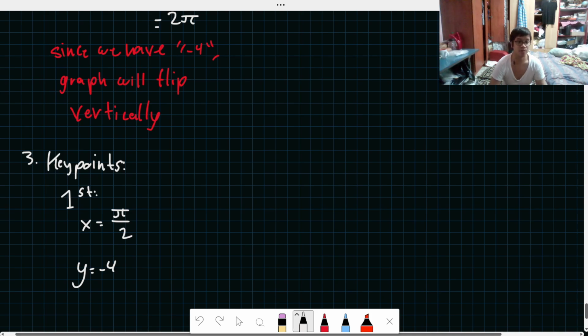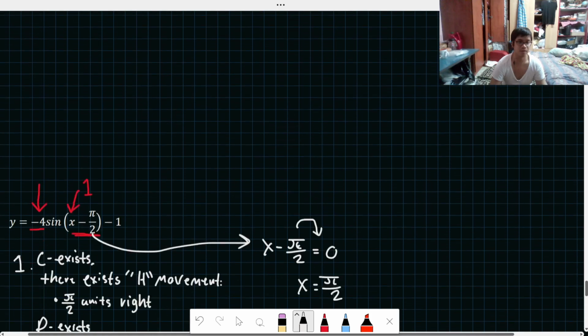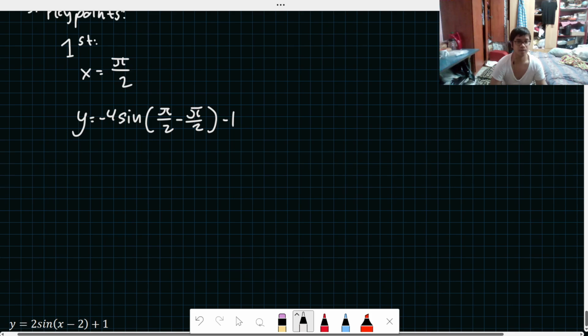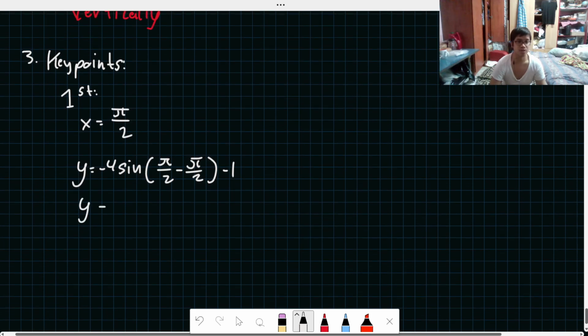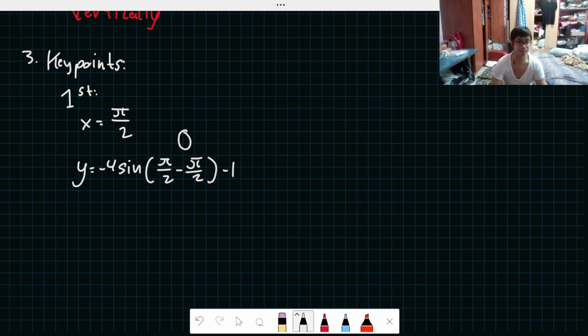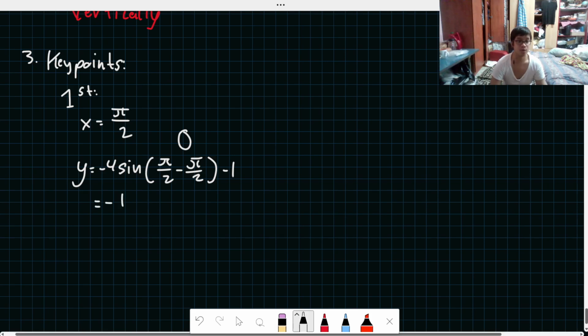Anyway, let's continue. We're going to substitute it here. So negative 4 times sine of pi all over 2 minus pi all over 2, minus 1. Pi all over 2 minus pi all over 2 gives you 0. Of course, sine 0 is 0, so 0 times negative 4 is 0. So what's left is negative 1. So your first key point would be pi all over 2 and negative 1. That's your first key point.